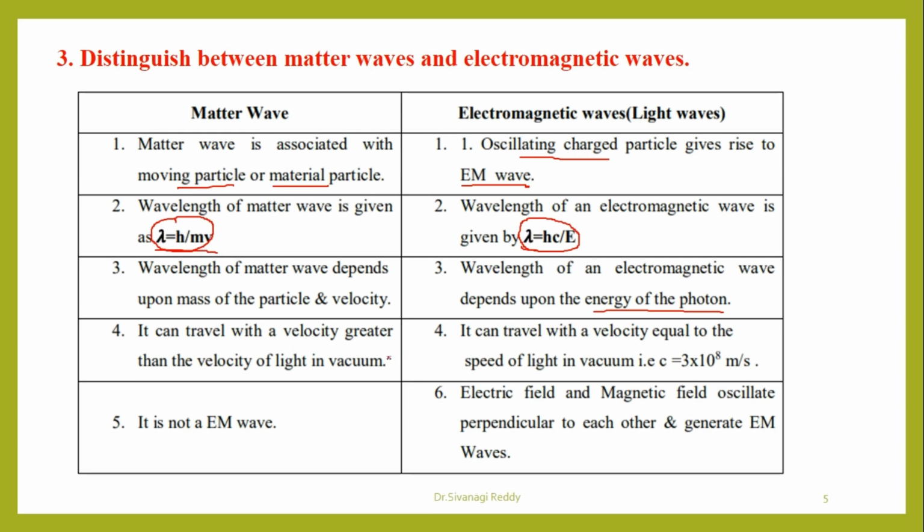Matter waves can travel with a velocity greater than the velocity of light in vacuum. Electromagnetic waves can travel with a velocity equal to the speed of light in vacuum, c equal to 3 into 10 power 8 meter per second. Matter wave is not an electromagnetic wave, and in an electromagnetic wave we have electric and magnetic fields.